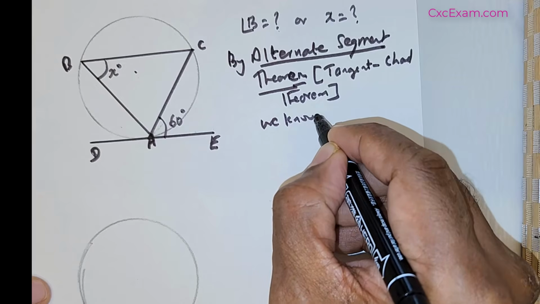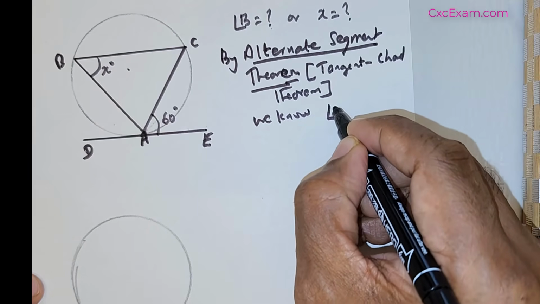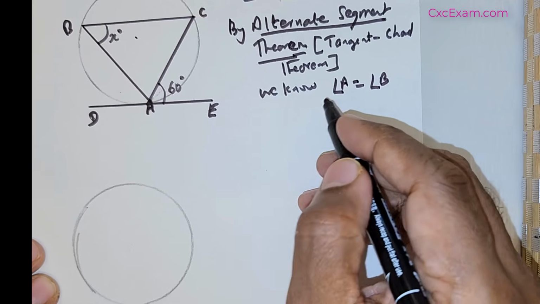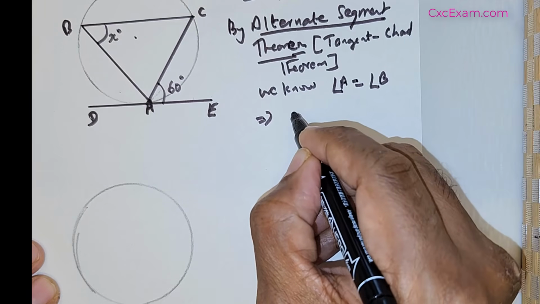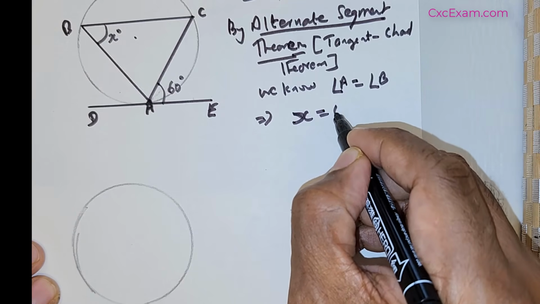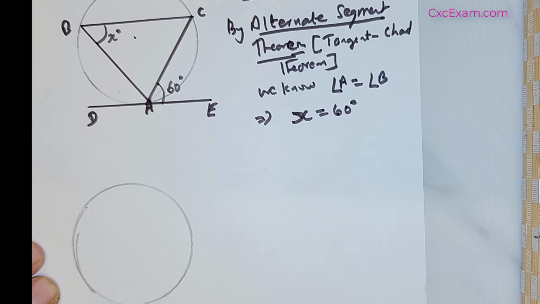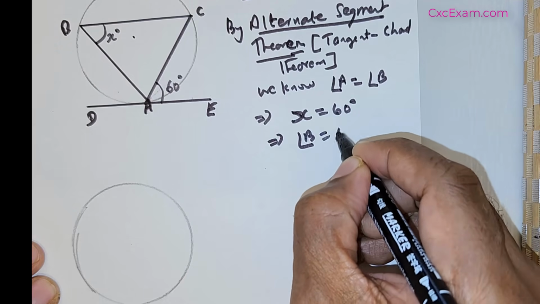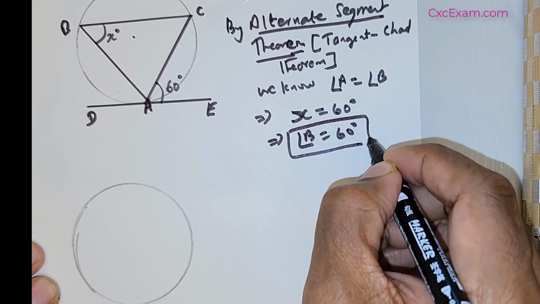So I'm going to state it as we know angle at A will be equal to angle at B. So this means my x is going to be equal to 60 degrees. Okay, which also means that angle at B is equal to 60 degrees. So this is the solution for this question.